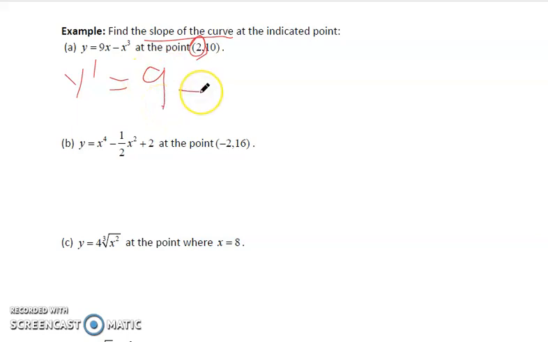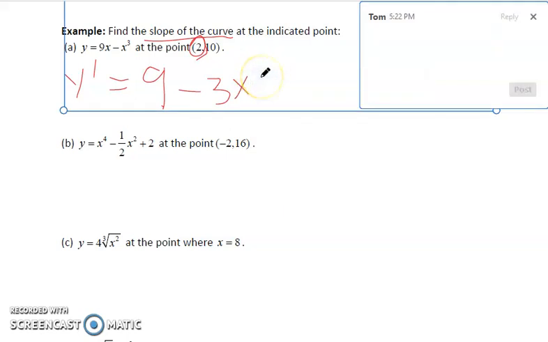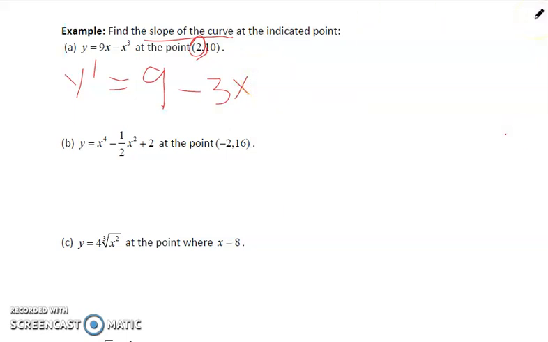And then we have a minus x to the power of 3. We use our power rule there. The 3 would come down in front. Then we have our x, and 1 gets subtracted from the exponent 3. So you end up with an exponent of 2. There's your derivative.